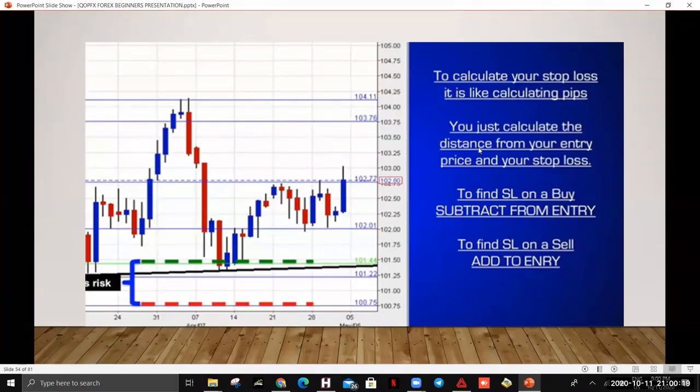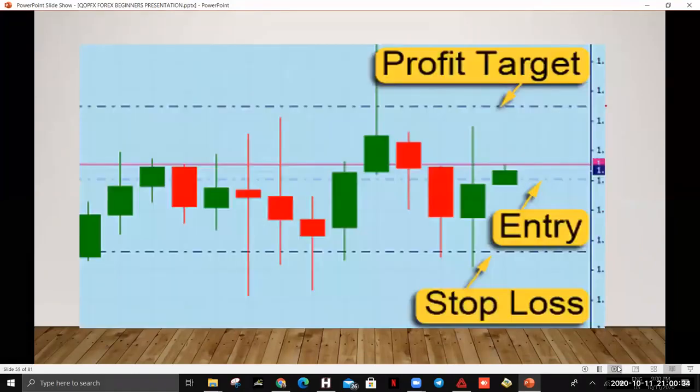You just calculate the distance from your entry price and your stop loss to find your SL. On a buy, subtract from your entry to find your SL, which means stop loss. On a sell, you add to your entry, just like what we showed you the previous time.